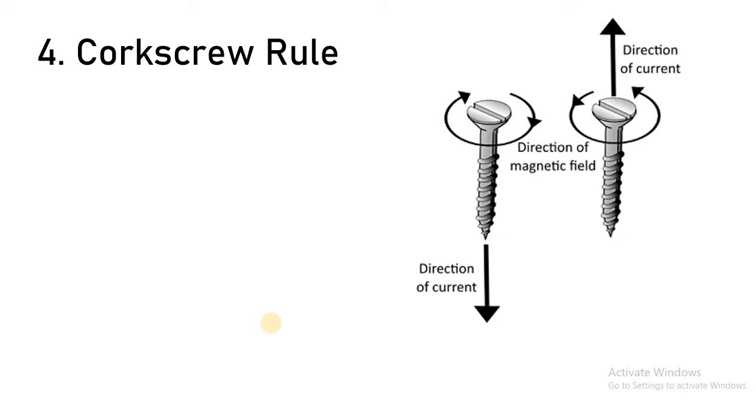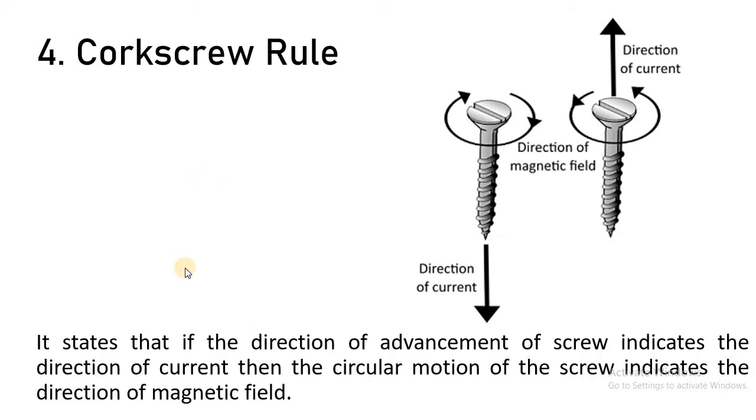In the right hand thumb rule, you use your right hand thumb and other fingers, and in the corkscrew rule, you use your screw and the screwdriver. The concept remains the same. So what is the statement? It states that if the direction of advancement of the screw indicates the direction of current, then the circular motion of the screw indicates the direction of the magnetic field. Everybody clear with this?